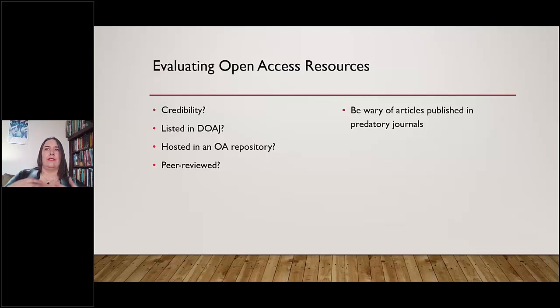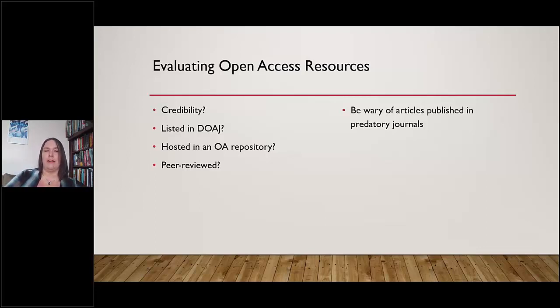Is the journal itself listed in the directory of open access journals, i.e. does it have a certain level of quality associated with it? Is the content that you're looking at hosted in an open access repository? And if so, are you looking at a preprint that's been peer-reviewed or a post-print, or a post-print that has been peer-reviewed, or a very early preprint that hasn't been peer-reviewed and may be very different from the final version that was accepted in the journal?